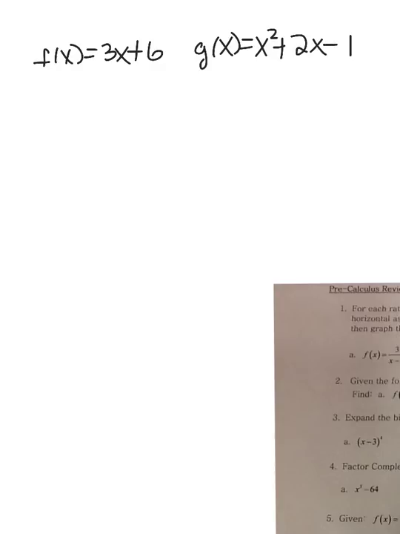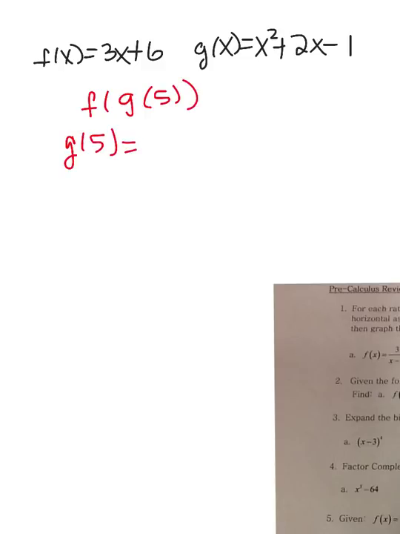So f of x is equal to 3x plus 6. G of x is equal to x squared plus 2x minus 1. All right, so the first thing we want is f of g of 5. So we're going to start with g of 5.